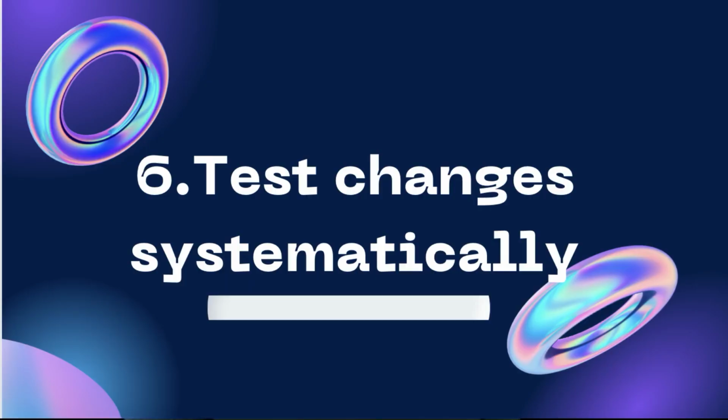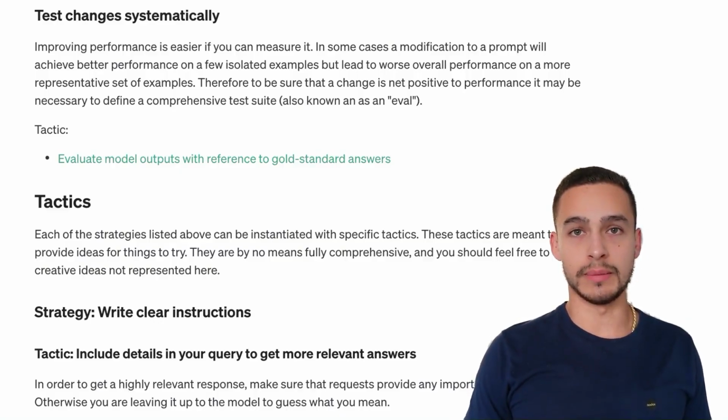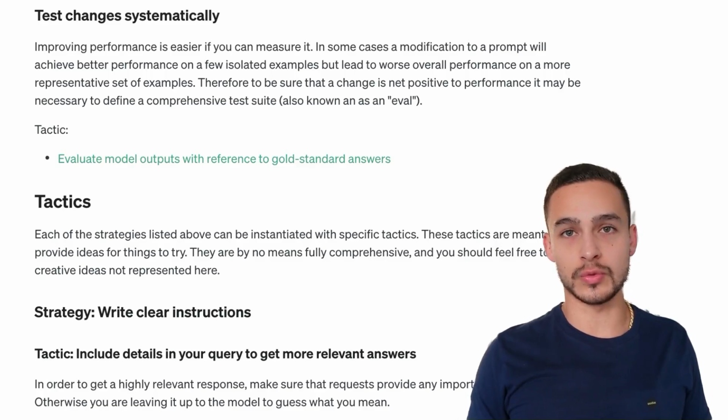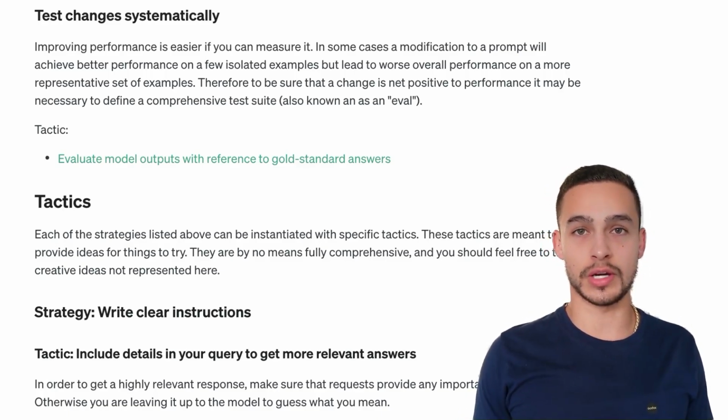And the last point that we're going to cover today is to test changes systematically to make sure updates to an AI model really make it better. Testing the changes carefully is key. You need to check how every change works, not just in a few cases, but in many different situations.